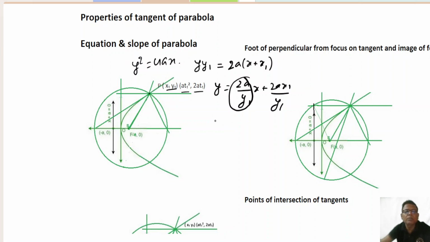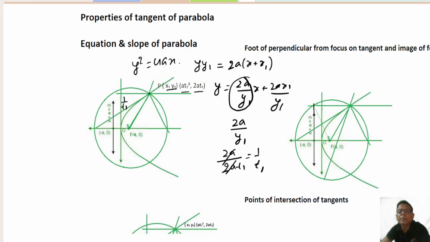So the slope is 2a by y1, and put y1 is equal to 2a t1, then the 2a will cut, and this will be 1 by t1. So the slope of the tangent at any point x1, y1, or at1 square, 2at1, will be 1 by t1. This is the equation and slope of the tangent to the parabola.